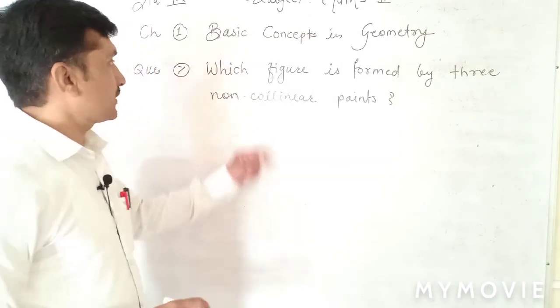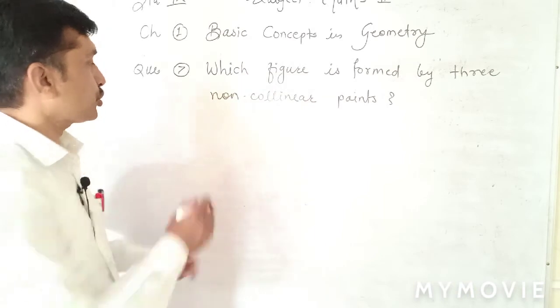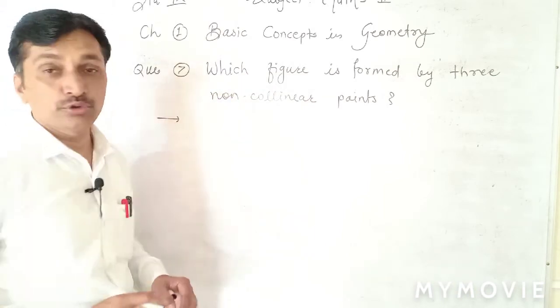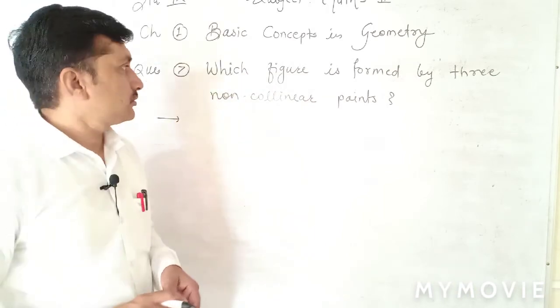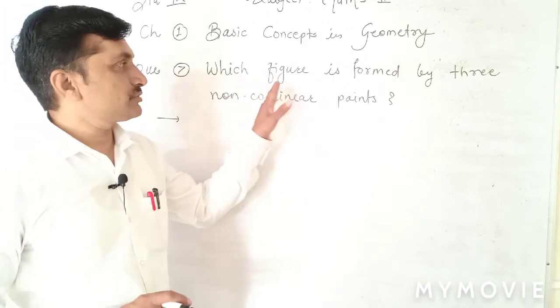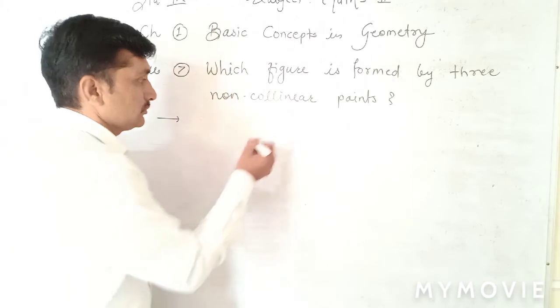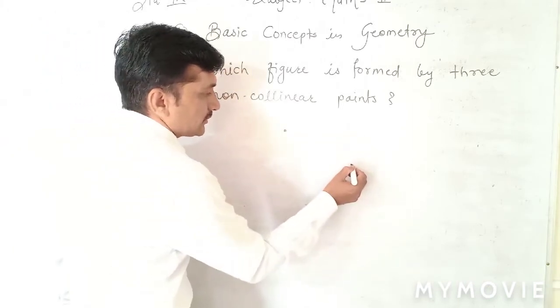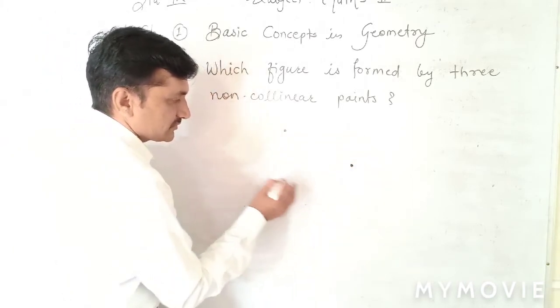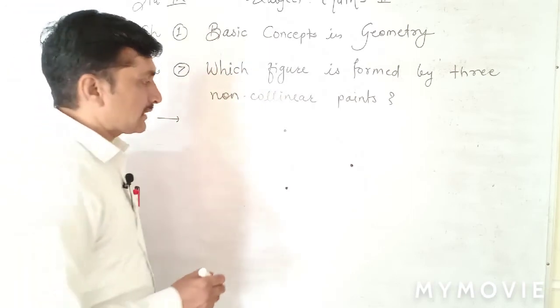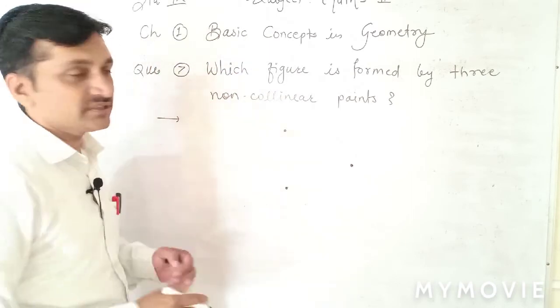Question number 7. Which figure is formed by 3 non-collinear points? Points are non-collinear. Now here I draw 3 points like this. These are non-collinear. Now the question is which figure is formed?